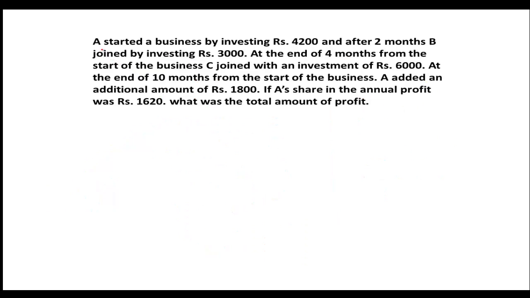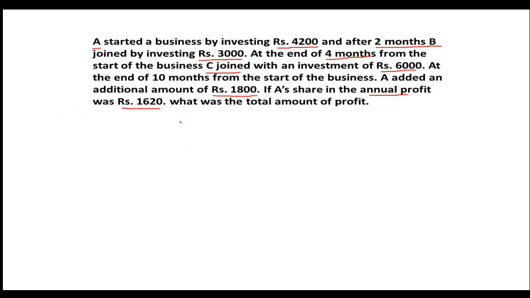Next question is, A started a business by investing rupees 4200. After 2 months, B joined by investing rupees 3000, and at the end of 4 months from the start of the business, C joined with rupees 6000. At the end of 10 months from the start of the business, A added an additional amount of rupees 1800. If B's share in the annual profit is rupees 1620, what was the total amount of profit?